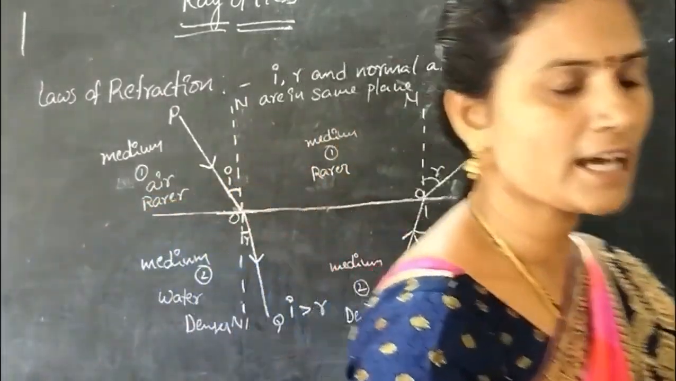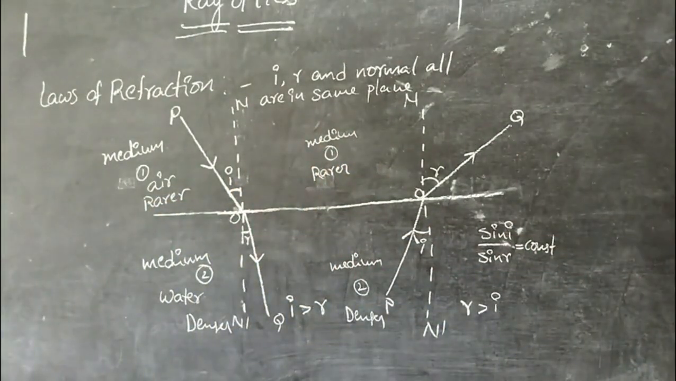So what are the two laws of refraction? One is that the angle of incidence, the angle of refraction, and the normal are all in the same plane. This is the first law of refraction. The second law of refraction is that the ratio between the sine of the angle of incidence and the sine of the angle of refraction is constant. So these are the two laws of refraction.